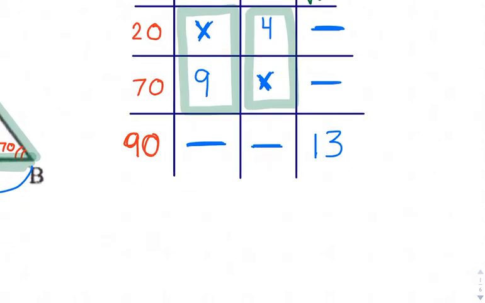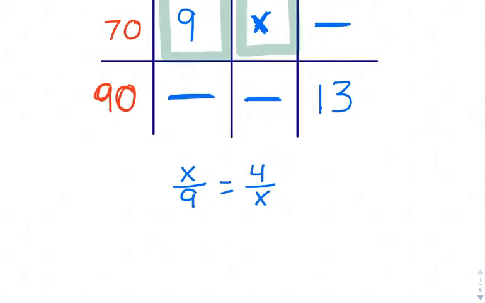Now what we do is we take our chart. I saw I had x over 9, and then I have 4 over x. All we do is we set them equal to each other. So now I can solve for x. So I cross multiply. x times x would give me x squared. And then 9 times 4 would give me 36.